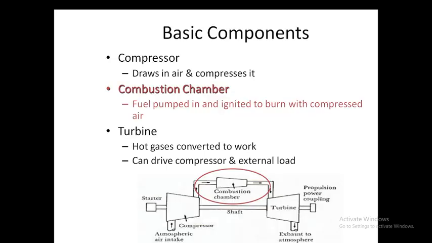So again this slide is showing the compressor, combustion chamber and turbine. In short, we are going to see it. So what is the compressor? The compressor draws in the air and compresses it. Then in the combustion chamber, fuel is pumped in and ignited to burn with the compressed air. Then what is happening in the turbine? Hot gases are converted to work that can drive the compressor and the external load. Okay. Here you can see it is a turbine.